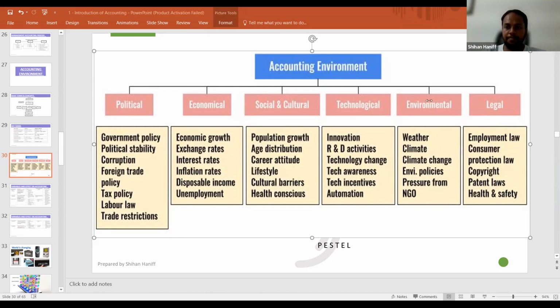Finally, there is legal: employment law, consumer protection law, copyright, patent, health and safety. All these will affect the businesses.